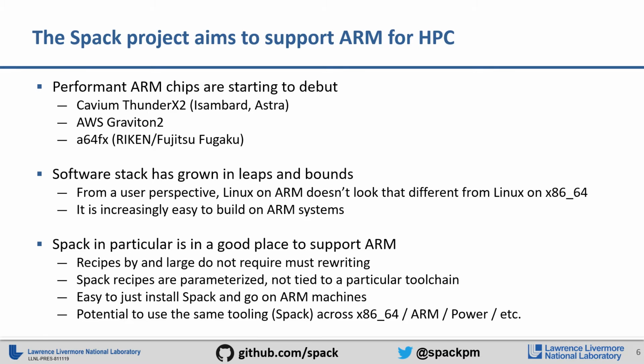The software stack for ARM has grown in leaps and bounds, so Linux on ARM doesn't look that different from x86-64, and it's increasingly easy to build on ARM systems. We think Spack's in a good place to support ARM. The recipes don't require a lot of rewriting. Most of them have only required some patches to get working for ARM, and they're parameterized. They're not tied to a particular toolchain, like I said before. So a lot of users have just grabbed Spack and gone on ARM systems.